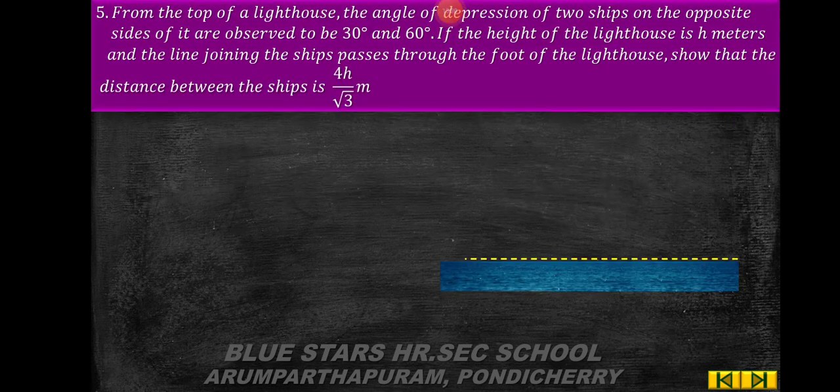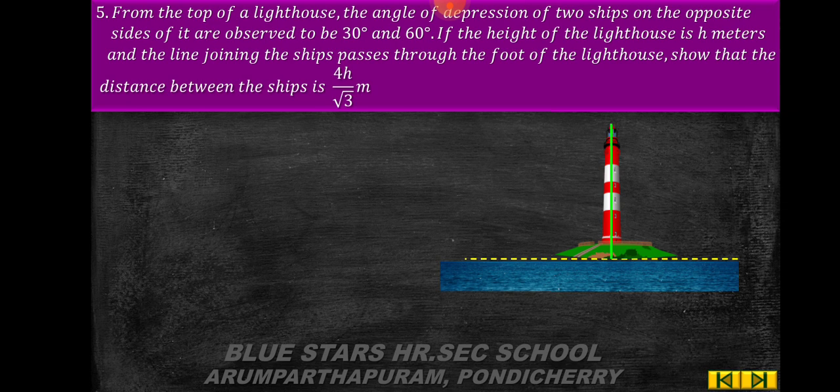Problem number 5. From the top of a lighthouse, the angles of depression of two ships on the opposite sides of it are observed to be 30 degrees and 60 degrees. If the height of the lighthouse is h meters and the line joining the ships passes through the foot of the lighthouse, show that the distance between the ships is 4h divided by root 3 meters.